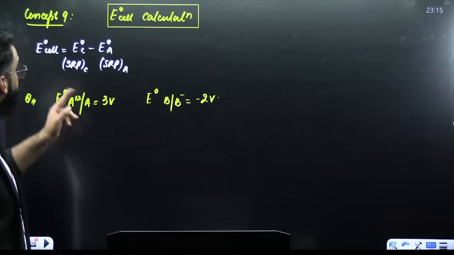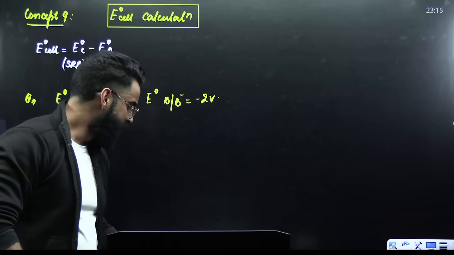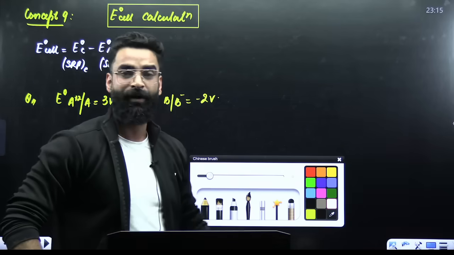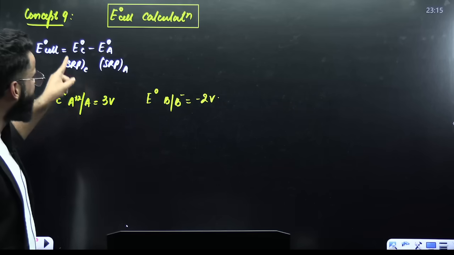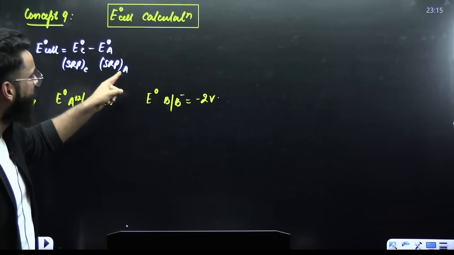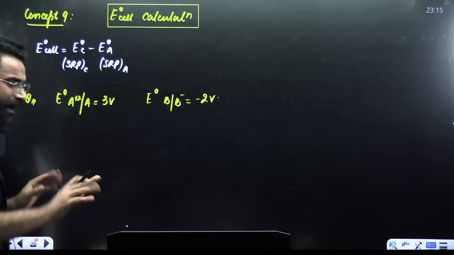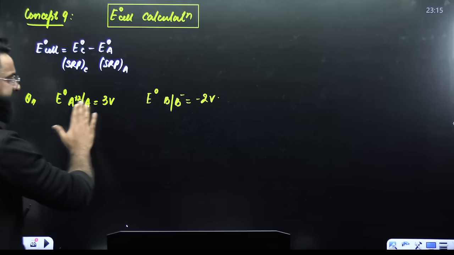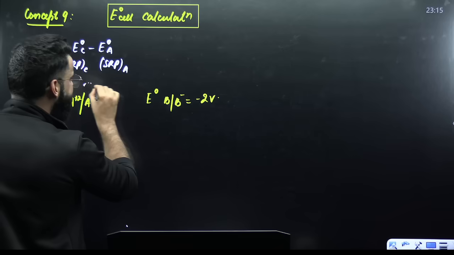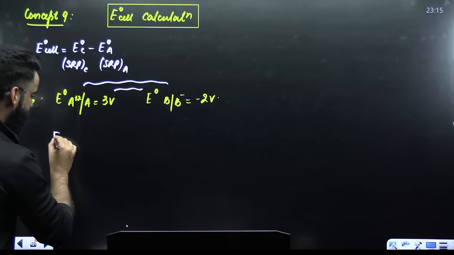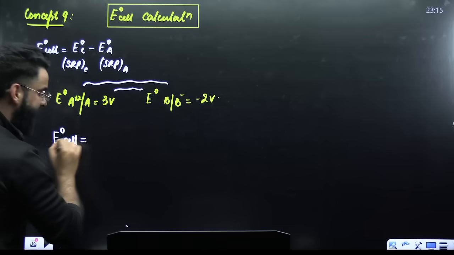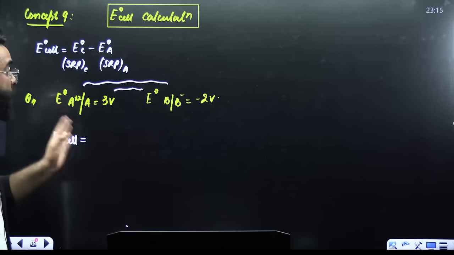Okay. Moving on to ninth concept, E naught cell calculation. My dear students, whenever they ask you to calculate, E naught cell is always equal to E naught cathode minus E naught anode. E naught cathode means SRP of cathode. E naught anode means SRP of anode. For example, understand how we do it. Let's say these are the two electrodes. Now I'm connecting these electrodes externally and internally. I'll be getting one complete cell, and I have to calculate its E naught cell value. E naught cell is nothing but E naught cathode minus E naught anode.